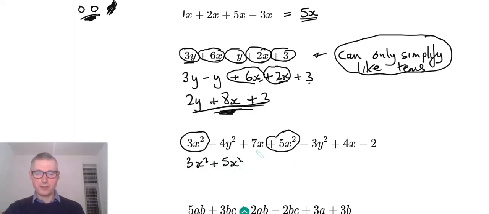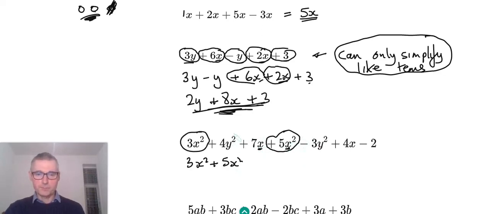Now, you might think, and it would be a very easy mistake to make, that the x is the same as an x squared, but in terms of algebra, it's not. So we can't actually say that the x's are like terms to x squareds. They're totally different. We can't add them together.